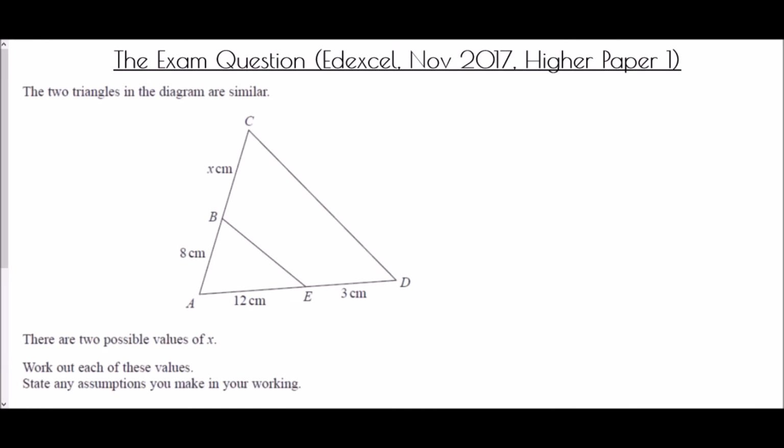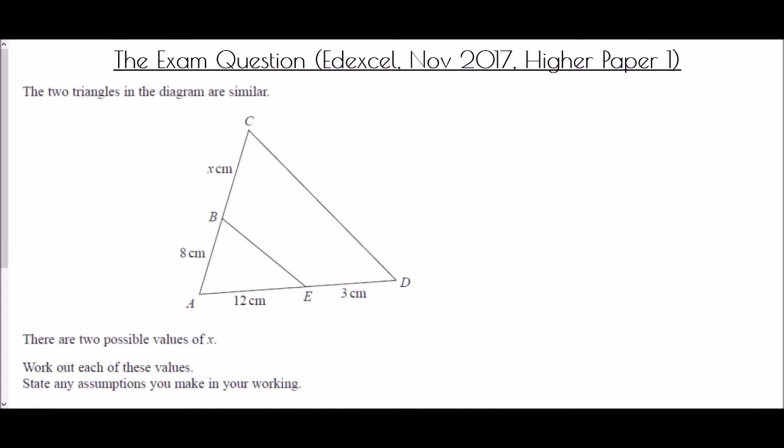And so we end with the exam question. It came from the Edexcel paper in November 2017 and it was on Higher Paper 1. It's been stated that the two triangles in the diagram are similar. There are two possible values of x. Work out each of these values, state any assumptions you make in your working.